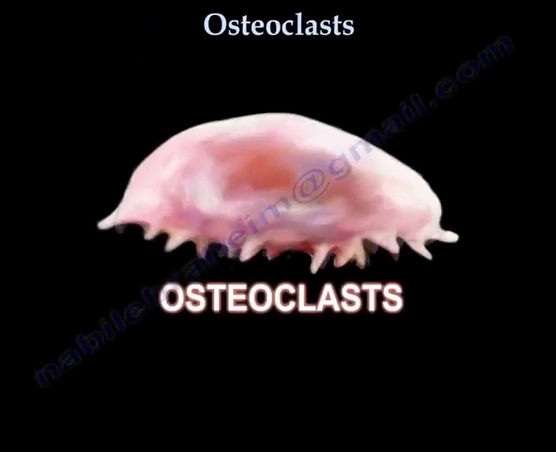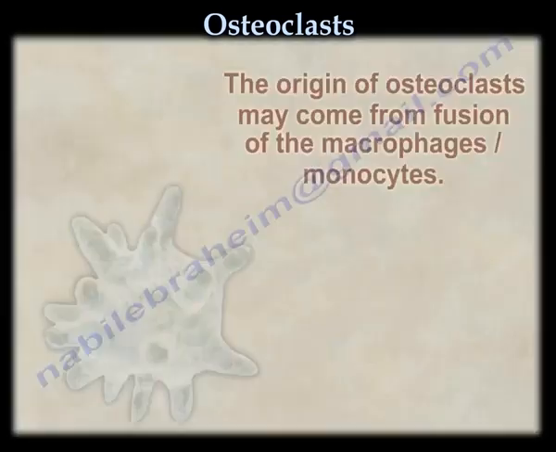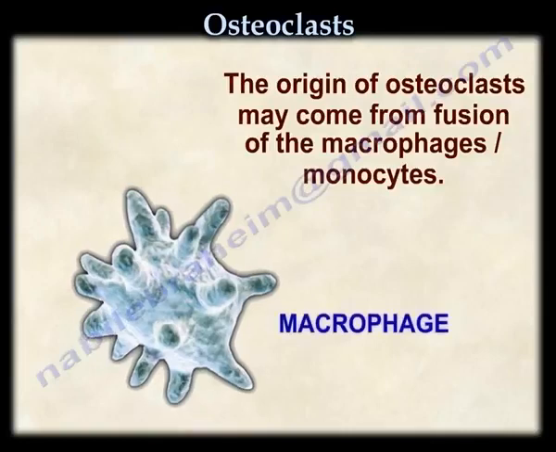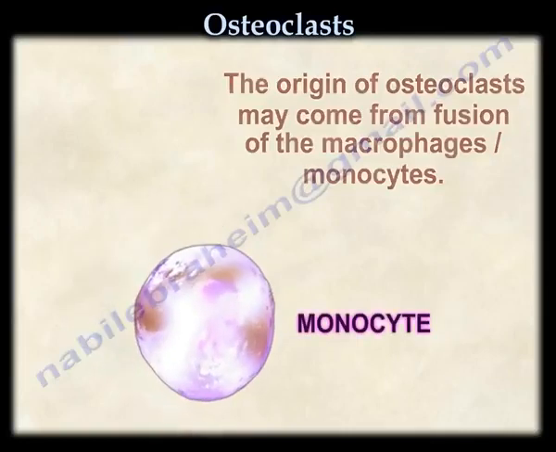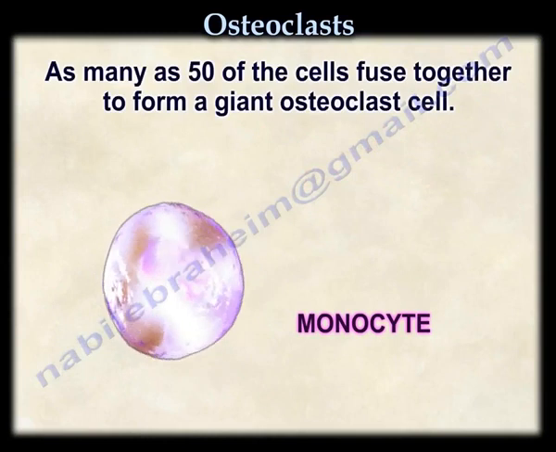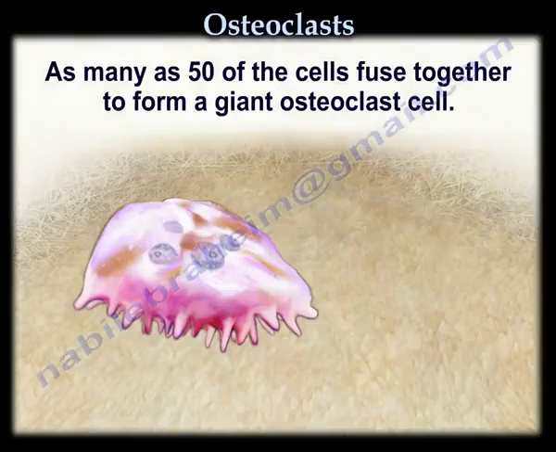Osteoclast. Osteoclast is a large multinucleated cell. It has about 15 to 20 nuclei. Its origin may come from fusion of the macrophages or monocytes. As many as 50 of the cells fuse together to make a giant cell.